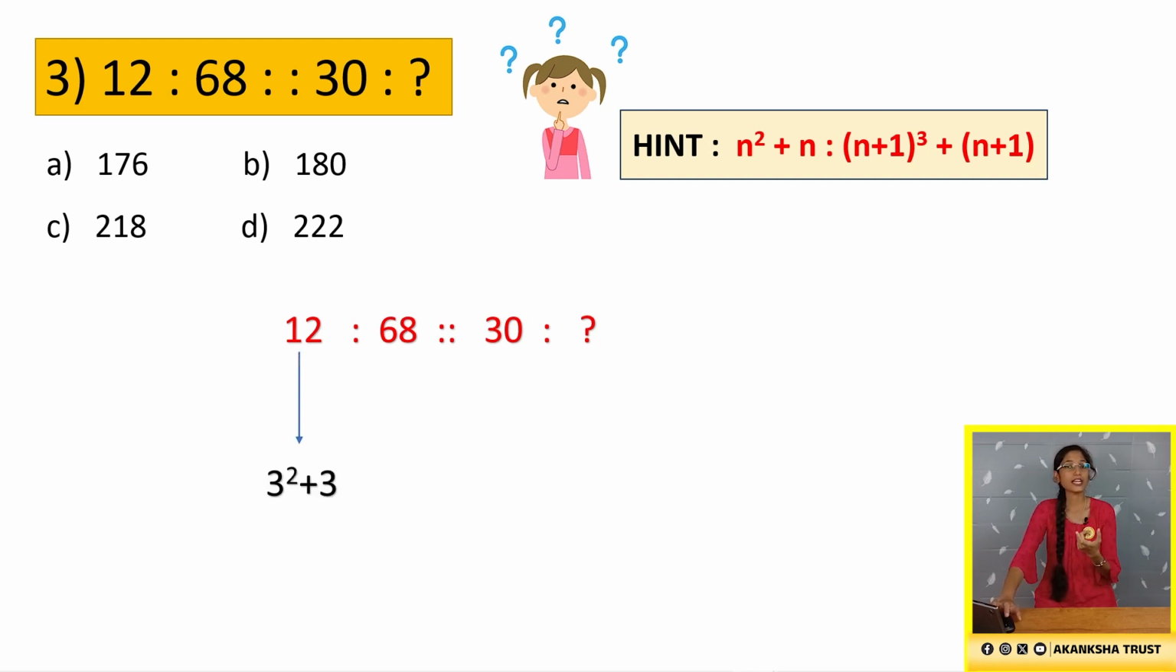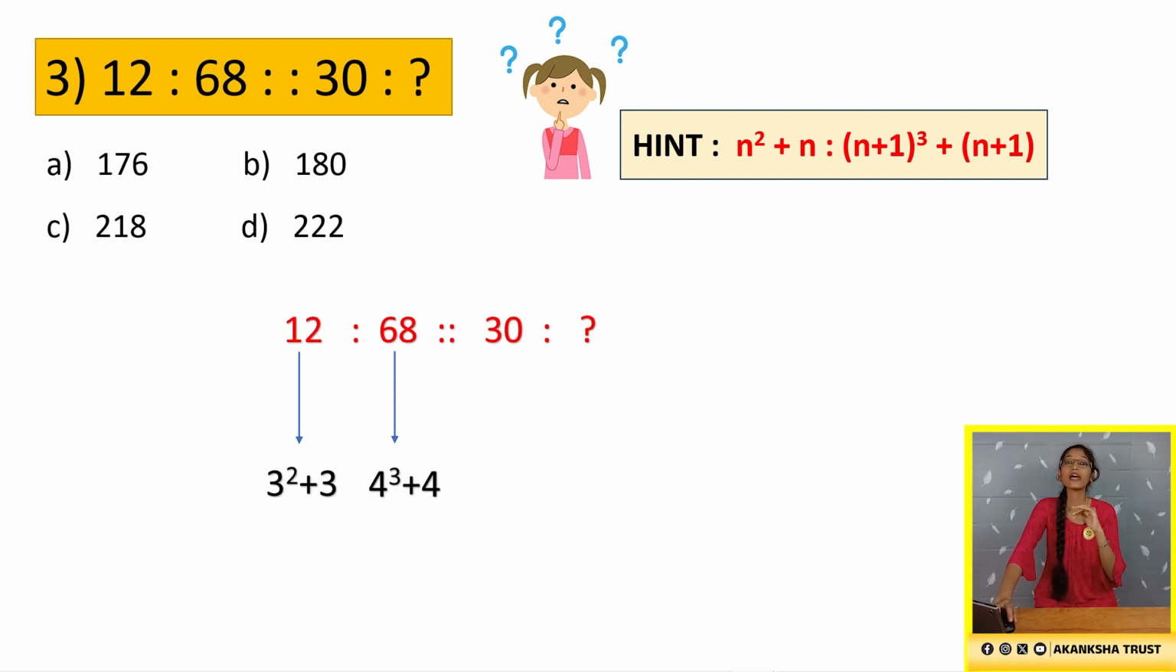See, 12. Which square number is very near to 12? 9 or 16. Let's see 9. 9 is the square of 3. Then adding the same number, 3 square plus 3, you'll get 12. 9 plus 3 is 12. Okay, then what's the next number? n plus 1. n is 3, so 3 plus 1 is 4, the next number. What you have to do? Cube of that number, 4 cube. How much? 4 cube is 64.